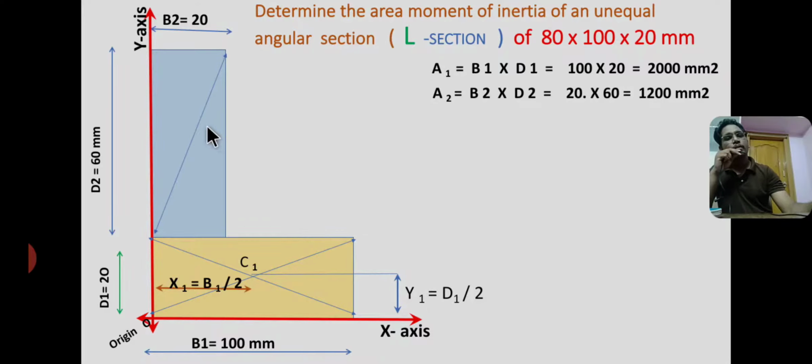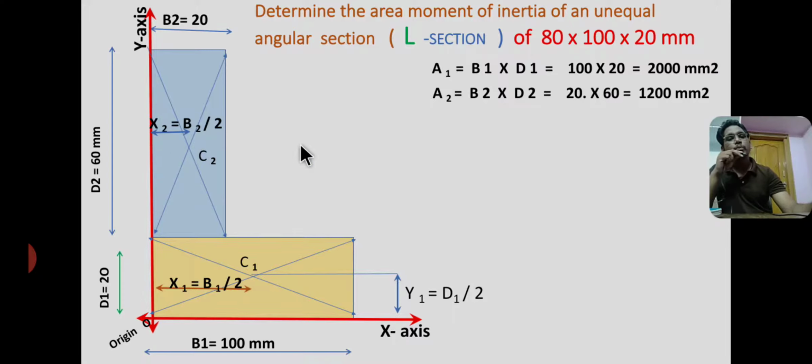Now I am drawing the diagonal lines for the second rectangle to locate the centroid C2. Therefore here C2 is the centroid of the upper rectangle at a distance of x2 from the y-axis. The distance between the y-axis and centroid is x2 equal to half of the base of the second rectangle, that means base by 2 equal to 20 by 2 equal to 10. So from here to here the distance x2 equal to 10 mm.